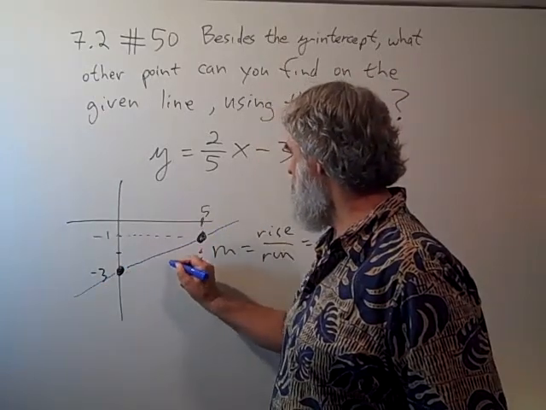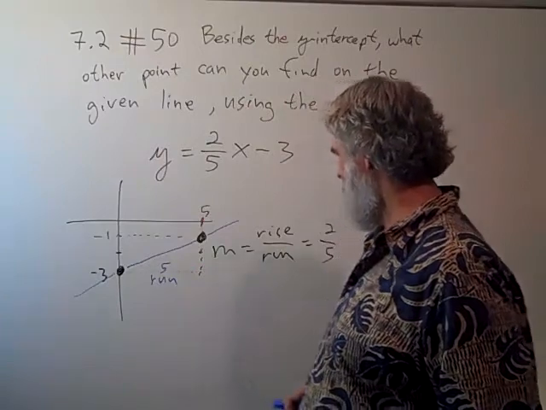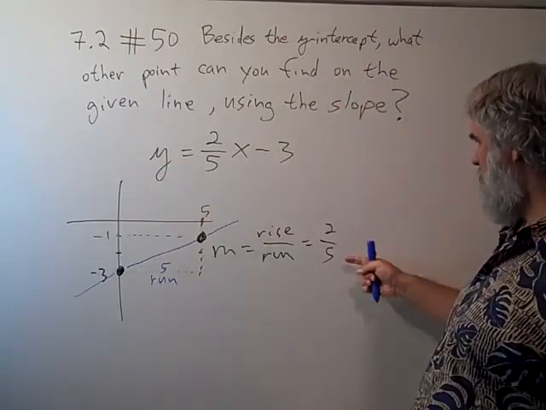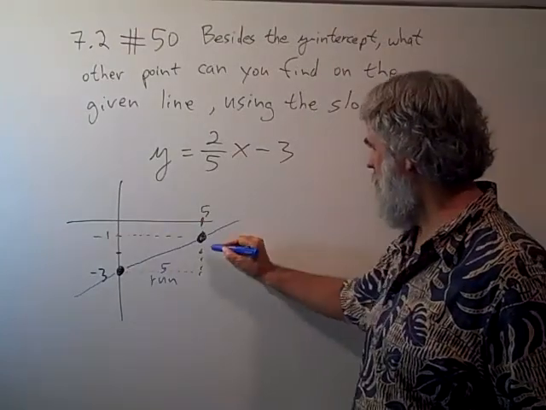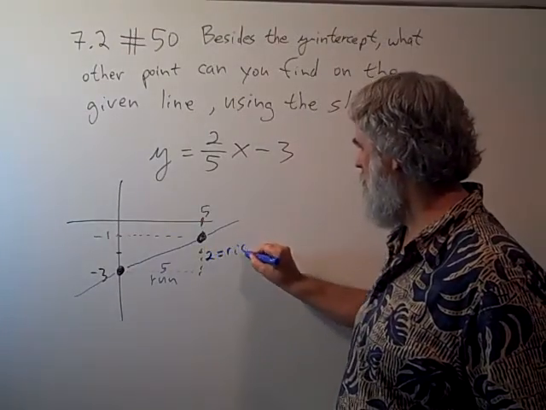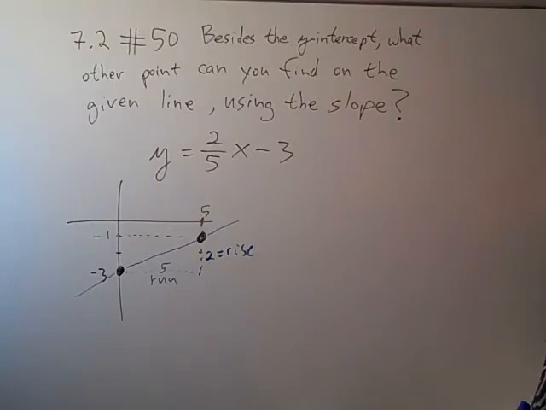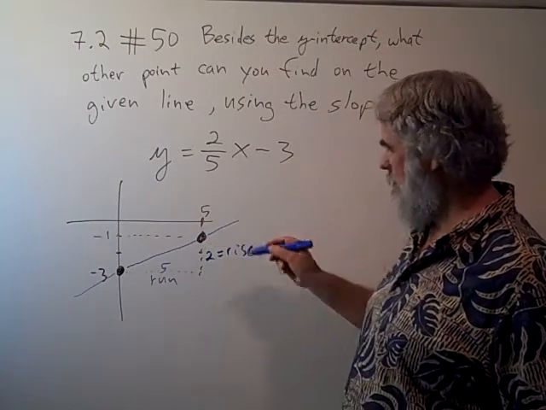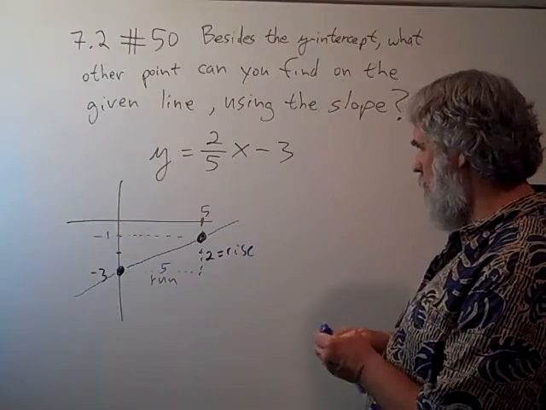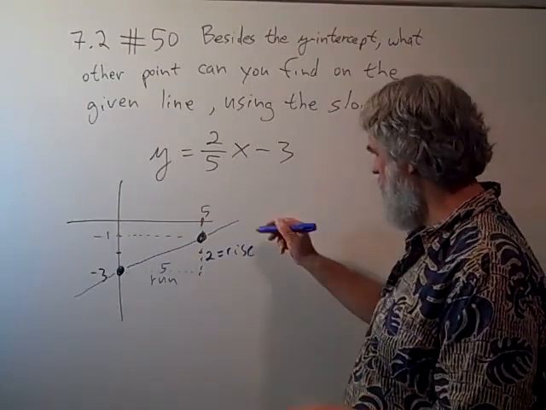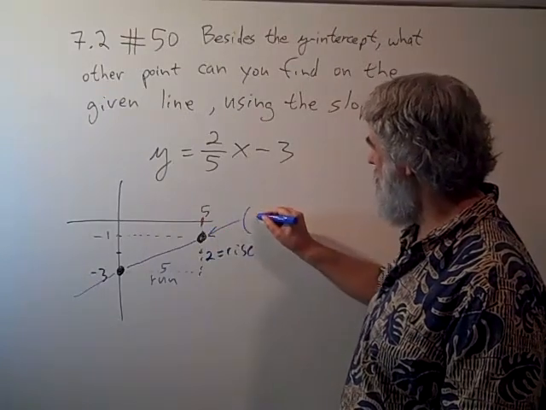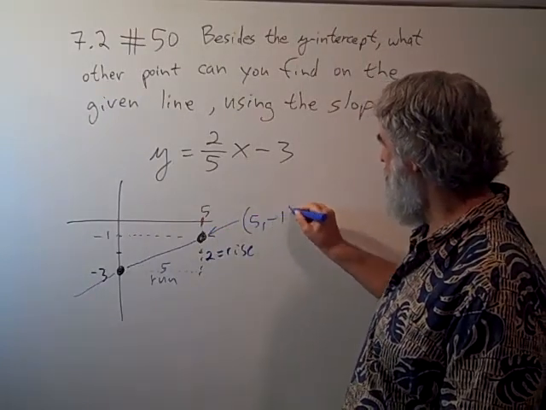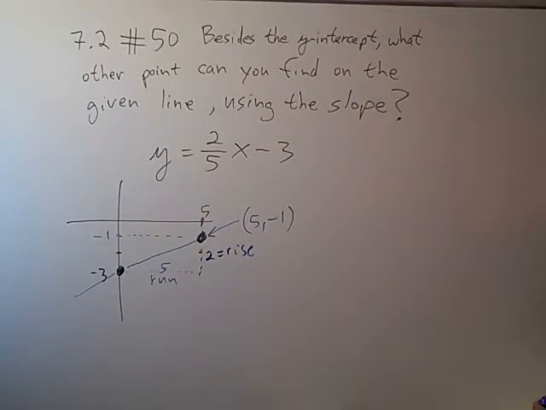Now the run was equal to 5 here. The run was equal to 5 and the rise was equal to 2. And we get to this point right here. This is the point with coordinates, and we're to write it in here. This point has coordinates 5, -1. So that's the second point they're asking about in this problem.